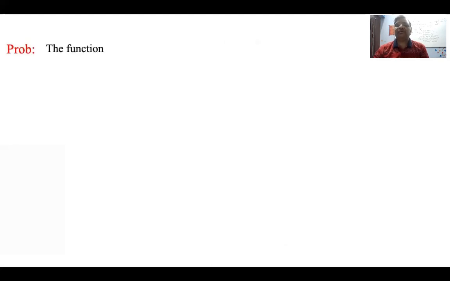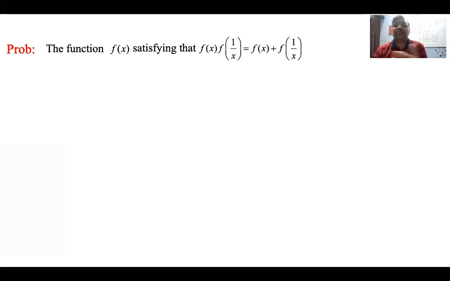One problem is that there is a function f of x which is satisfying that f of x into f of 1 by x is equal to f of x plus f of 1 by x. This is the very first condition. And f of 3 is equal to minus 80. Then what must be f of 2?